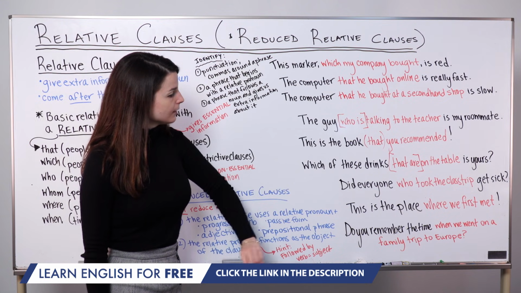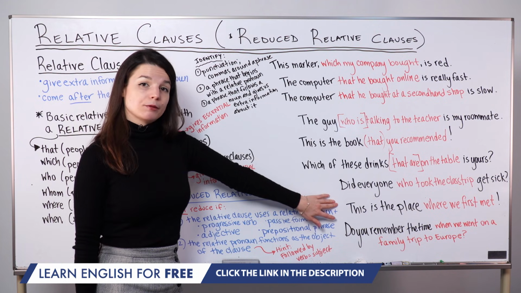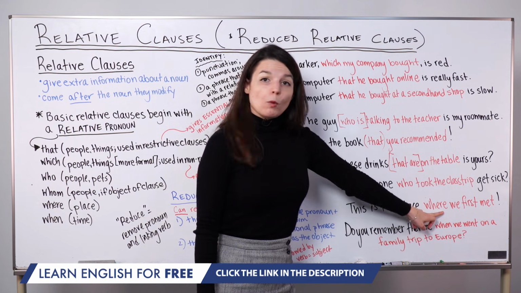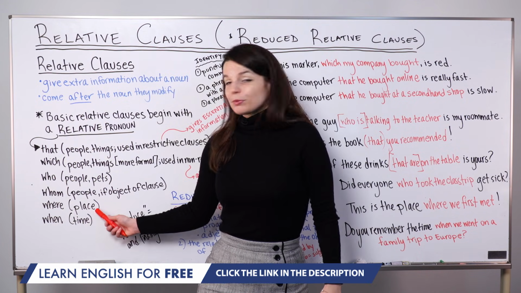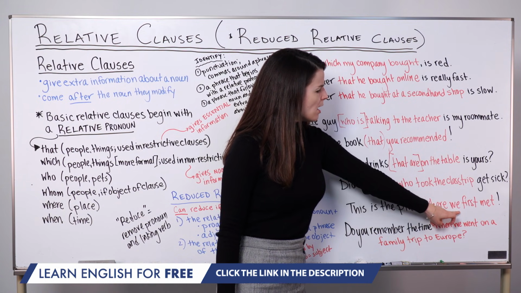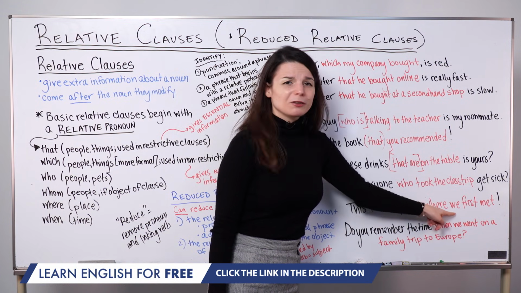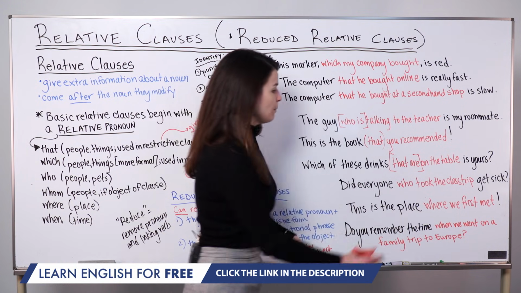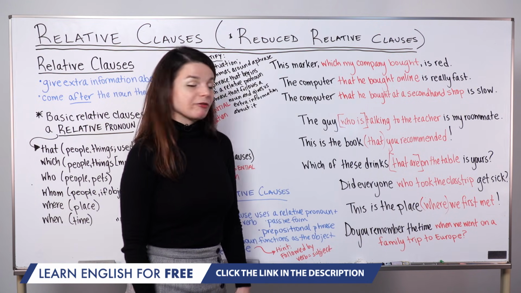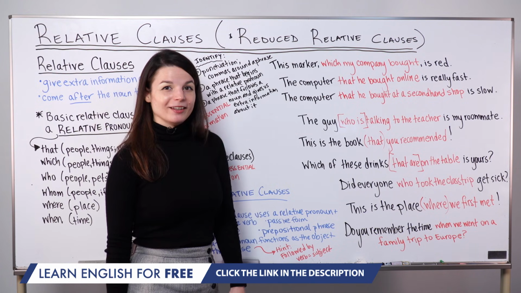Let's look at the next one. This is the place where we first met. So here, my relative pronoun is where. I mentioned where is used for places. Here, there's no verb that follows it. So this is one case, again, like we saw up here. There's no linking verb here either, but because it's functioning as the object, we can remove it. This is the place we first met. So it's okay to remove that there.